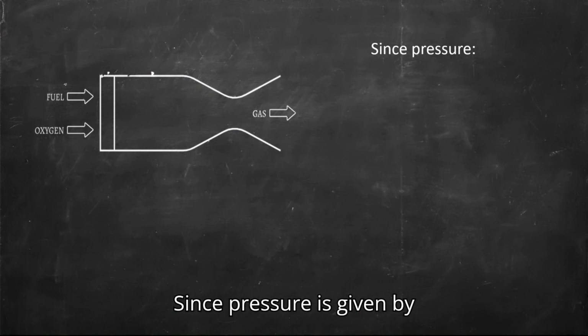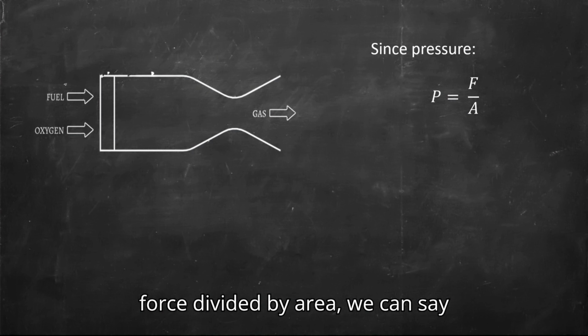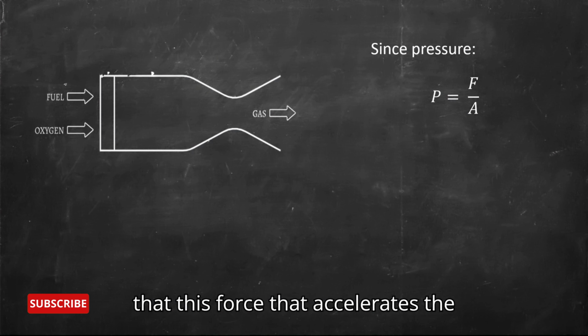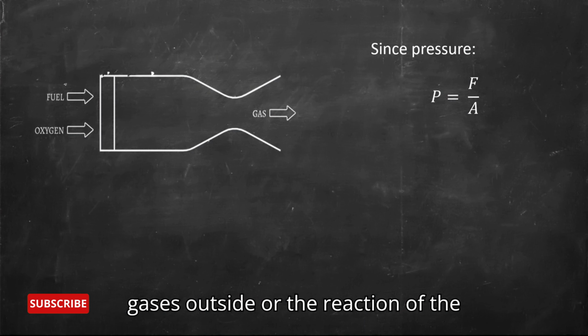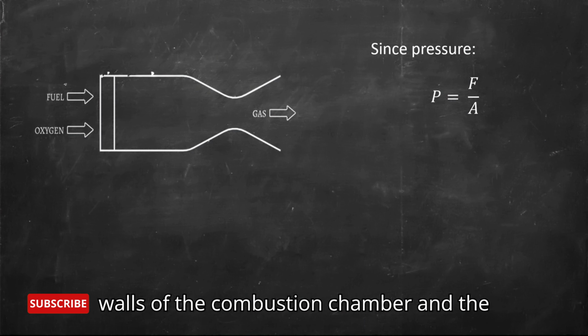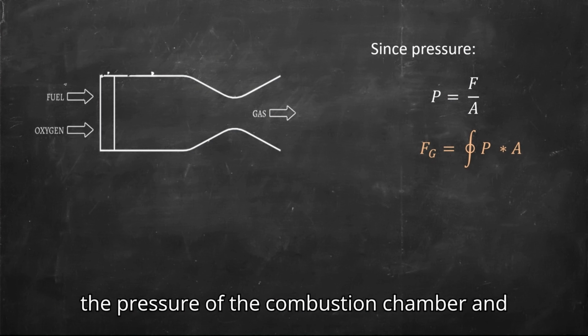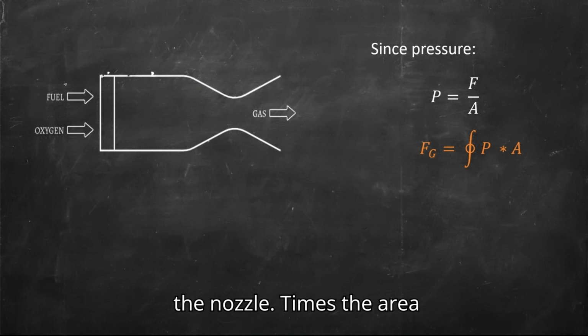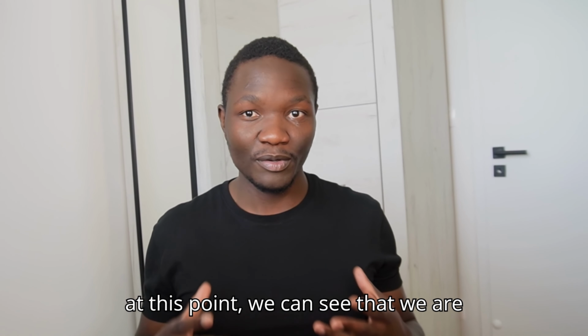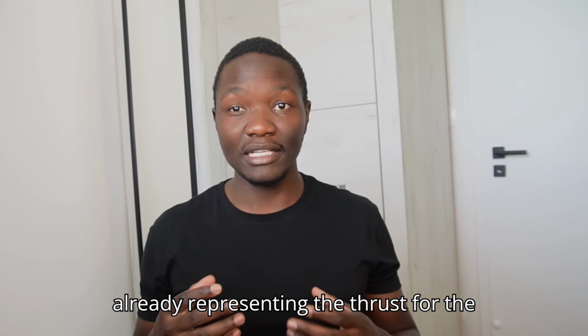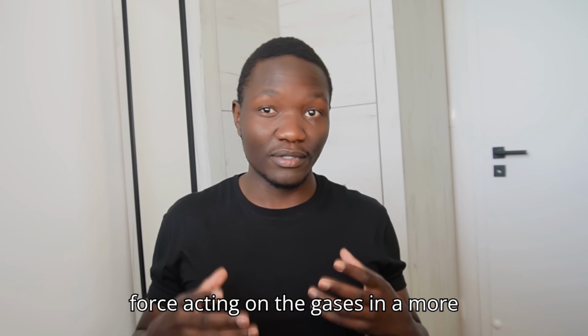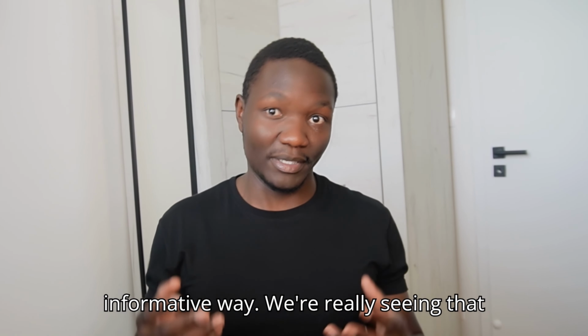Since pressure is given by force divided by area, we can say that this force that accelerates the gases outside, or the reaction of the walls of the combustion chamber and the nozzle, is given by the pressure of the combustion chamber and the nozzle times the area. Okay, at this point, we can see that we are already representing the thrust, or the force acting on the gases, in a more informative way.